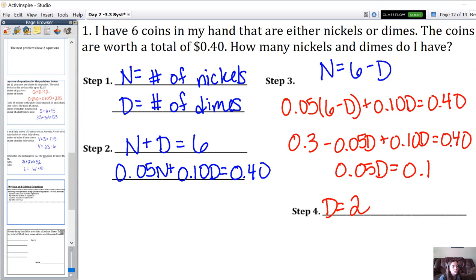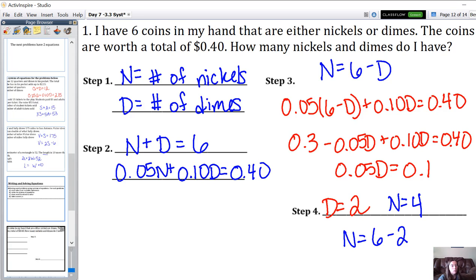Now we just need to find the number of nickels. To do that, I'm going to evaluate this equation using 2 for D. So N equals 6 minus 2. That means there are 4 nickels in my pocket.